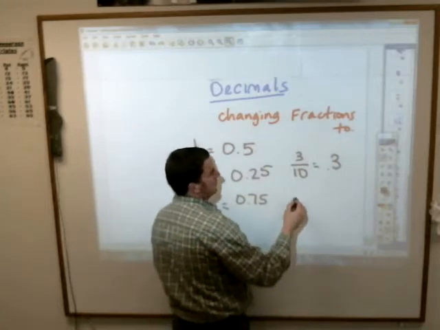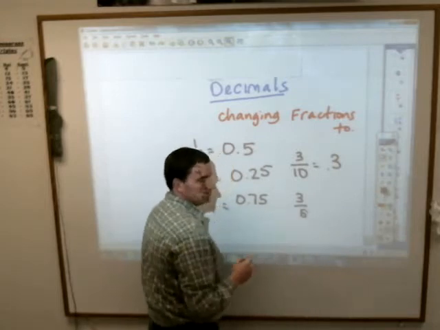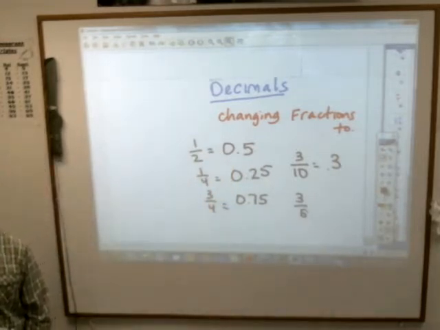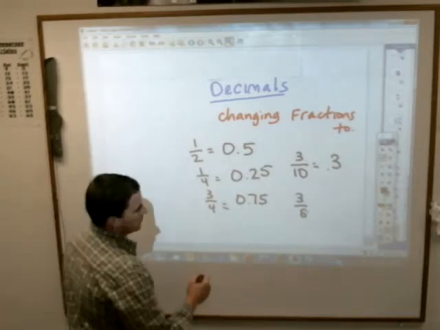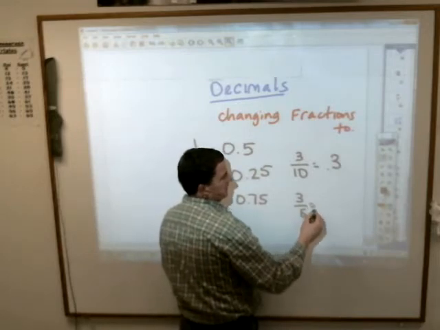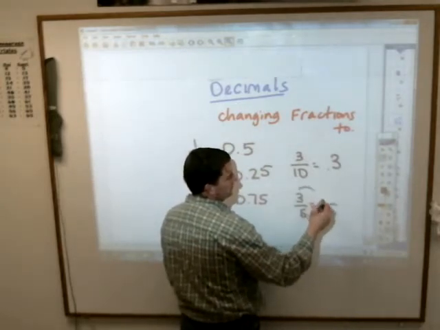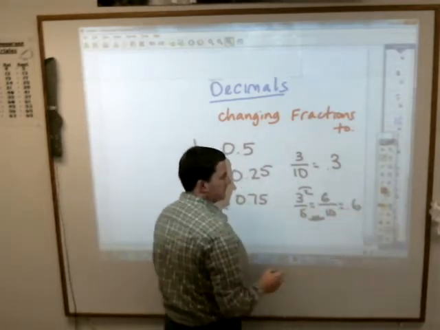But what about something like 3/5? 3/5 gets a little tougher. There's a couple different ways to change 3/5. One way would be to multiply top and bottom by 2. So one way is to make it so that there's a tenth on the bottom, which would be times 2 and times 2, which is 6/10, and then you know it's 0.6.